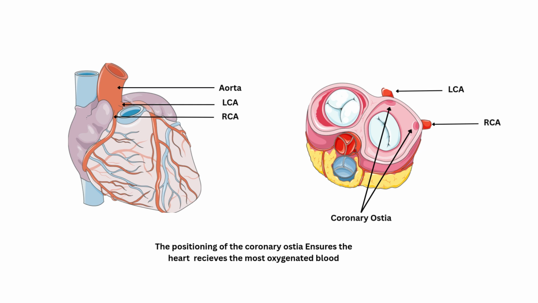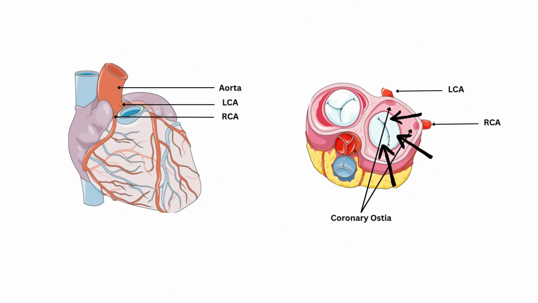So this opening sits right here just behind the aortic valve leaflets. We've got the leaflets of the aorta here you see and the coronary ostia just behind the valves here.